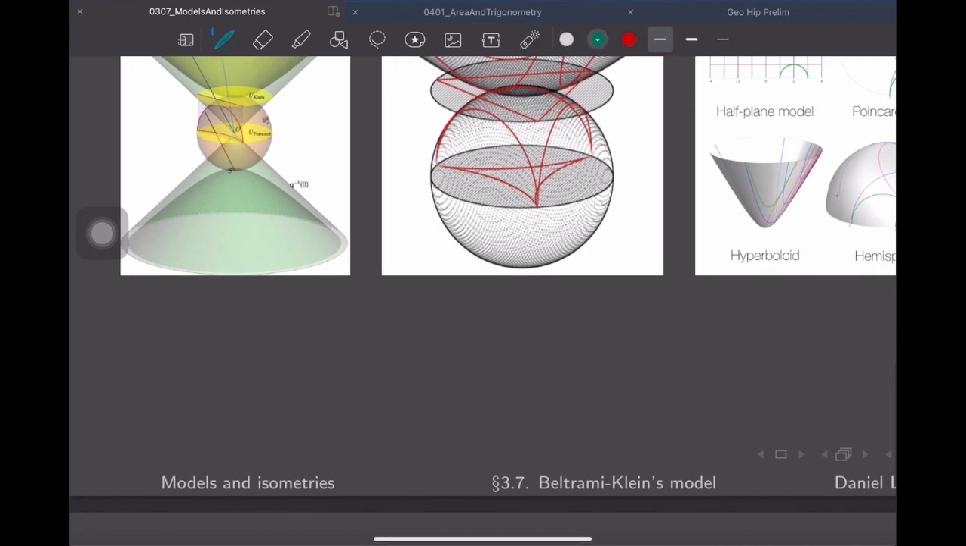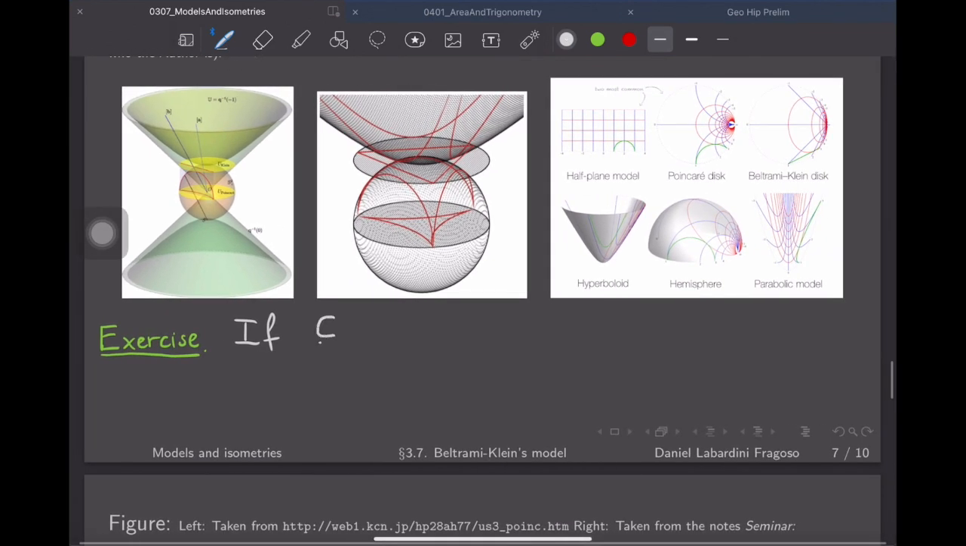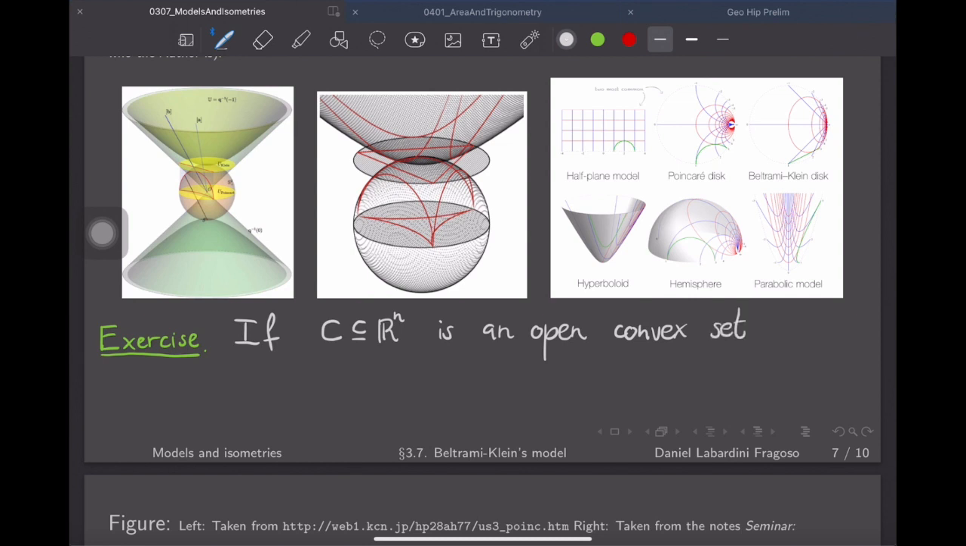In particular, I'm going to leave it as an exercise. This is, I think, true in general: if C in R^n is an open convex set, and I mean just Euclideanly convex, then it coincides with the interior of its closure. Okay, so this I leave as an exercise.